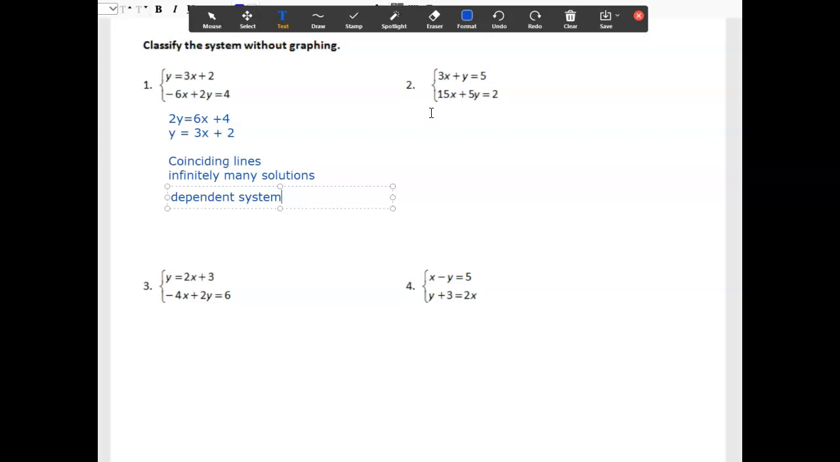Example 2, we need to rearrange both equations this time. In the first equation, we are going to subtract 3x. And then in the second equation, we need to subtract 15x, and then divide by 5. What we'll notice is that these lines have the same slope, which means they are parallel, but parallel lines are inconsistent and have no solution.